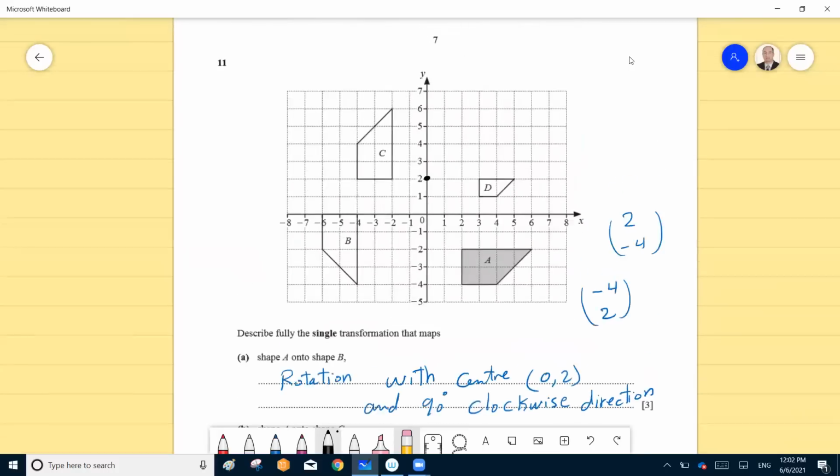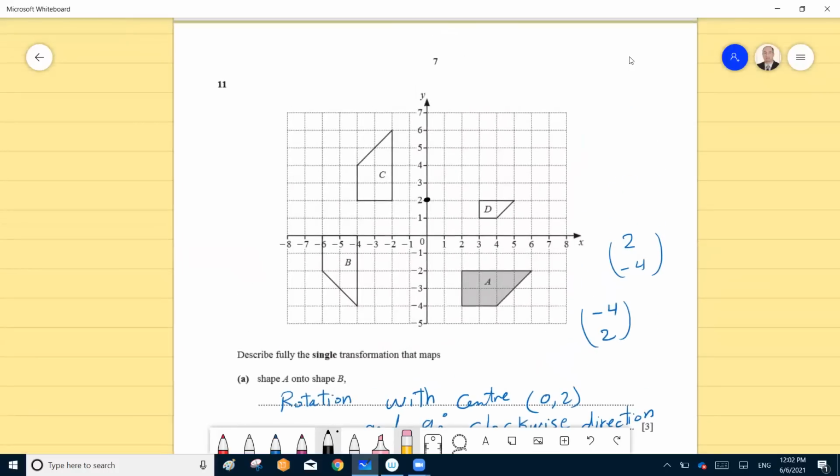Shape A into C, look. A into C, look what happened. From A to C, it looks like a reflection in this line.